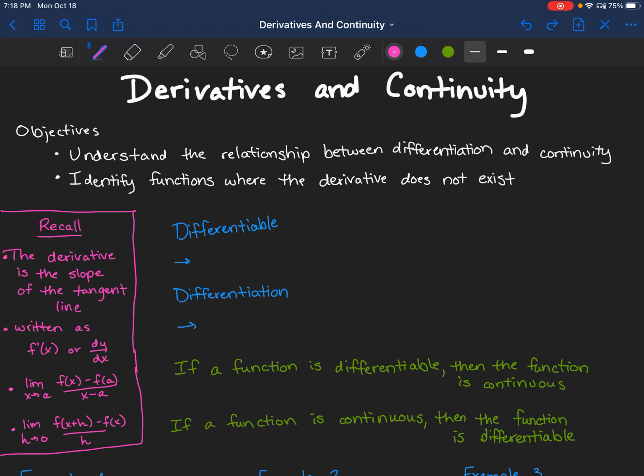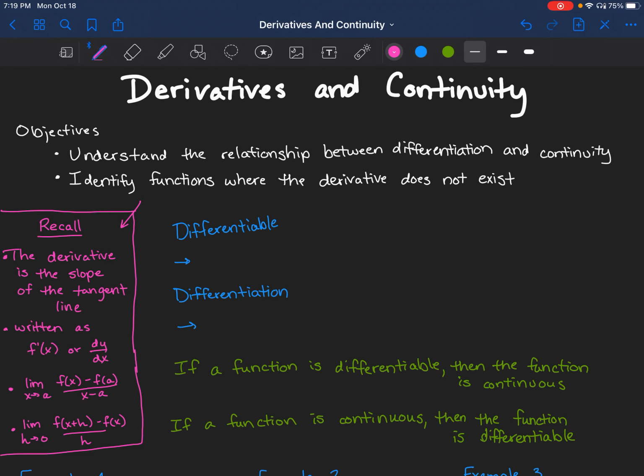All right, so in this video, I want to talk about derivatives and continuity. Specifically, there is a relationship that I want to expand upon with differentiation and continuity. I also want to be able to identify functions where the derivative does not exist. So before I do that, I want to mention a recap of information that we need to review from previous videos.